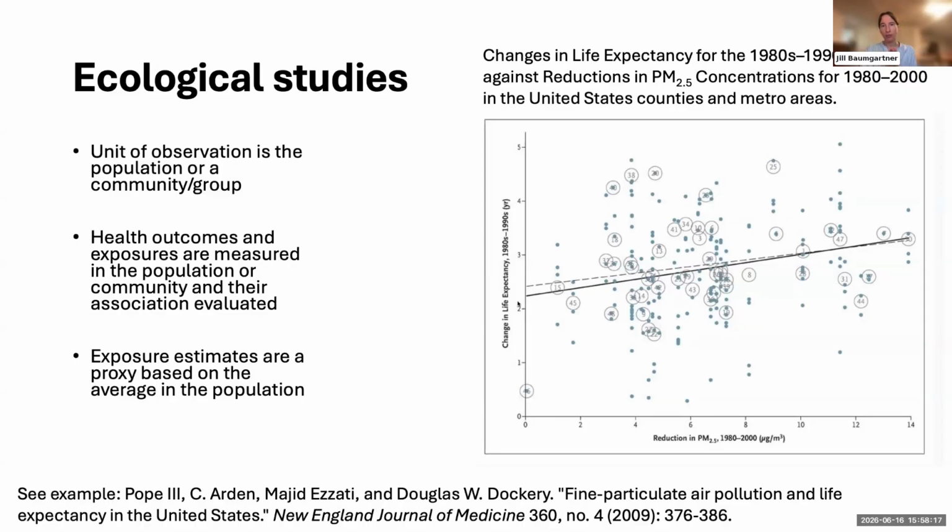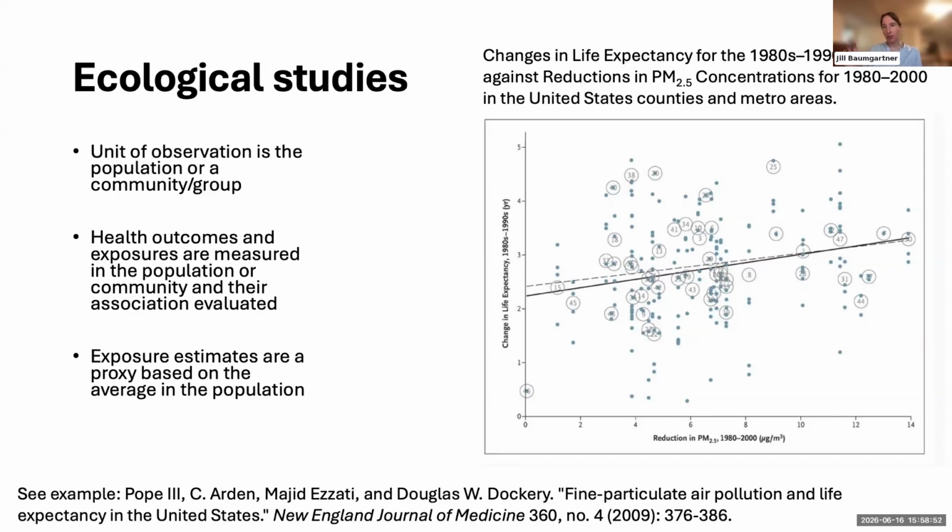Now it's quite old, it's from 2009. But this is looking at changes in life expectancy in the 1980s and 1990s at the county and metro areas in the United States. And it's plotting that against the reductions in PM 2.5 concentrations. And so this slope that's being estimated here is showing the relationship between the change in life expectancy and the reduction in PM 2.5 at the county level.